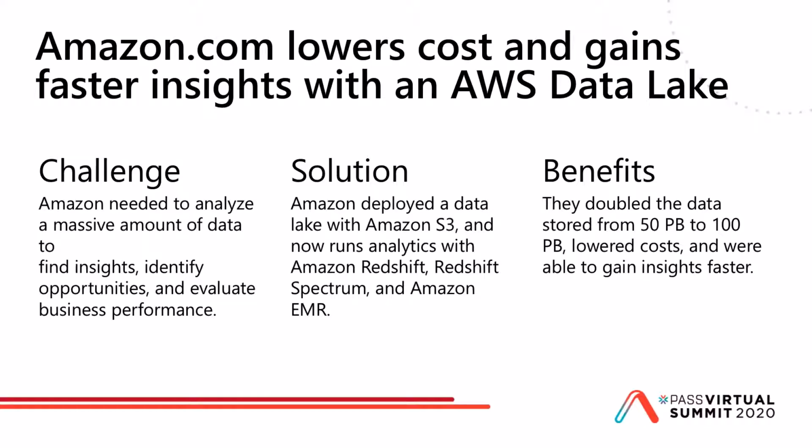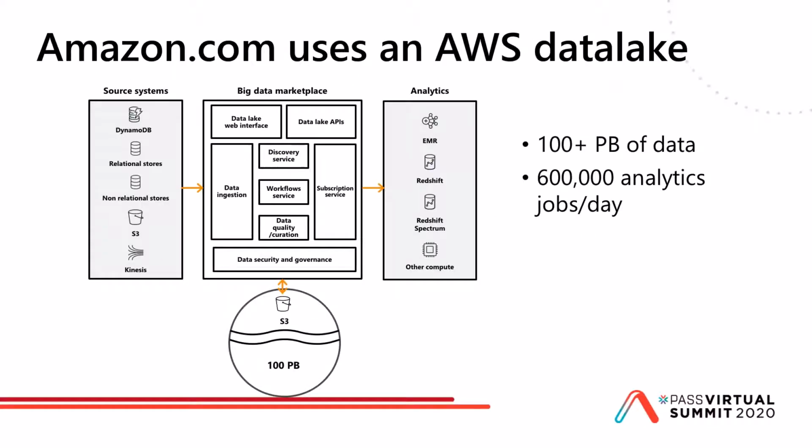So let's now look a little bit deeper into this particular data lake implementation at Amazon.com. On your left-hand side are the source systems, which emit the data. The data could come from DynamoDB, relational data sources, non-relational data sources, and streaming sources such as clickstream. All these different data sources feed the data into the central region, which is the S3-based data lake.